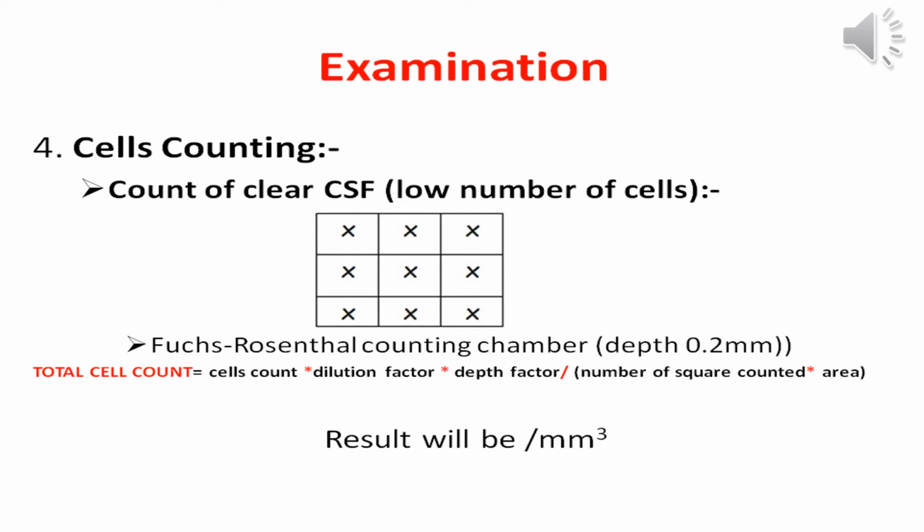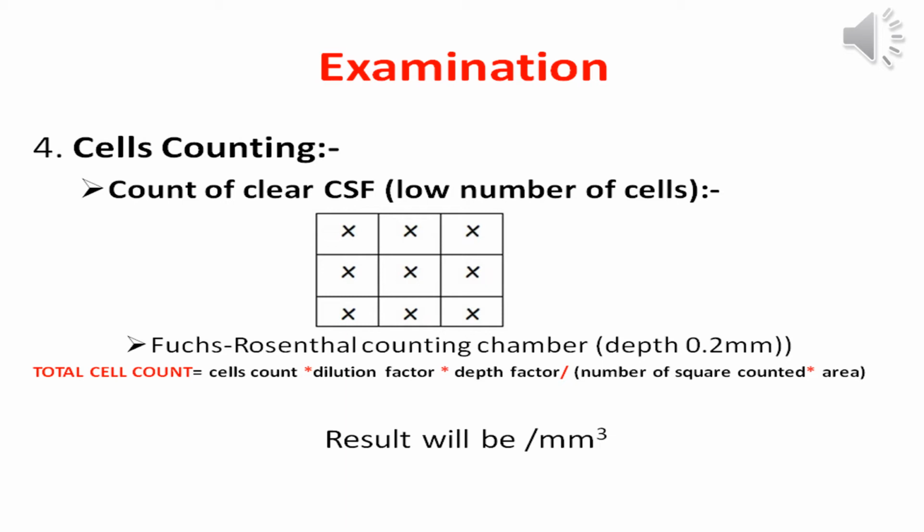As we said, the appearance of the CSF sample depends on how many WBCs and RBCs you have, which makes it turbid, clear, hazy or cloudy. If the sample is clear, there is no need for dilution. When you have a clear sample, we need to mix the sample 5 to 10 times by inversion.